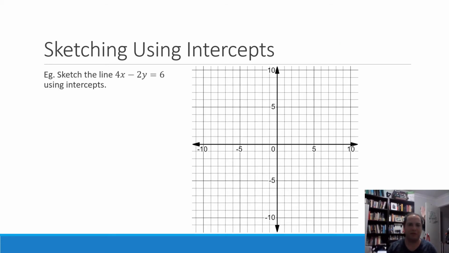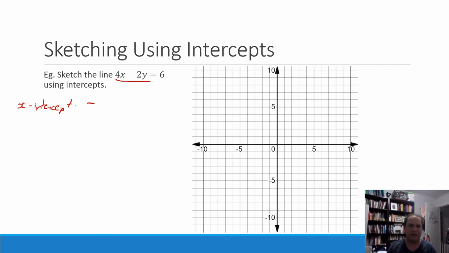Alright, so here we've got our line written in standard form, 4x minus 2y equals 6. And we're going to sketch it. Because it's written in standard form, using intercepts will be easiest. We could rearrange it so it's written in gradient intercept form and sketch it that way, like you would have seen in the previous video. But if it's written in standard form, let's just use standard form and find the intercepts instead. It's pretty straightforward. So first of all, let's find our x-intercept.